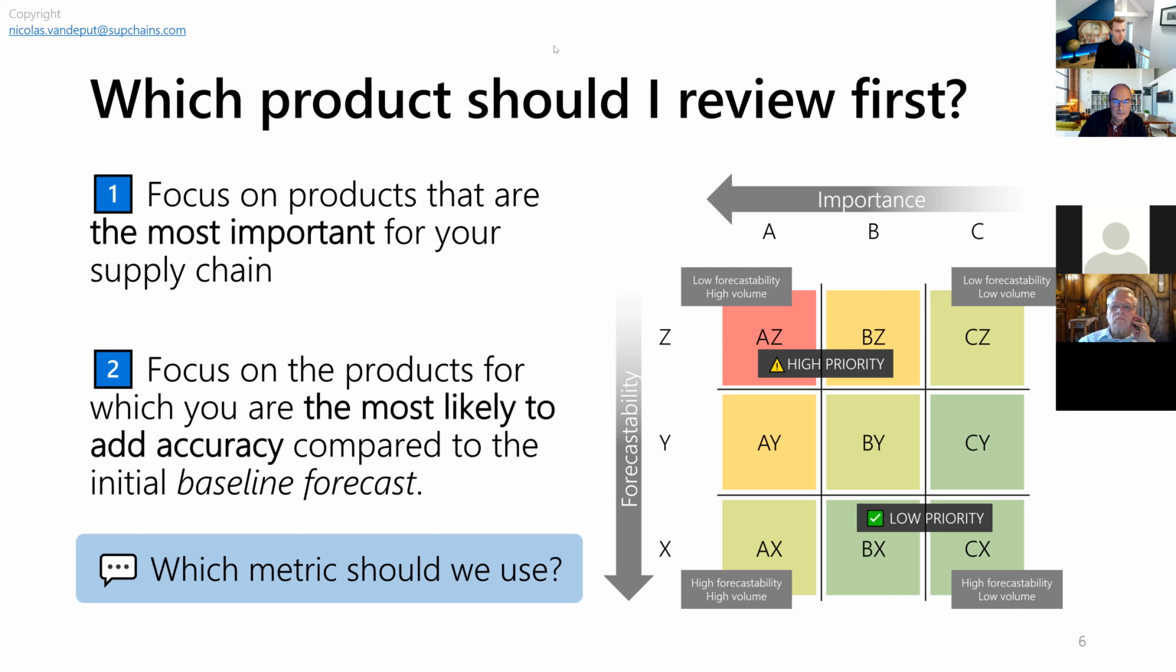Someone was asking, how do we measure bias? That's a very KPI-oriented question, but I'm going to try to answer that very quickly. It's very important actually to track bias in supply chain. Bias is the tendency you have to over forecast or under forecast demand.